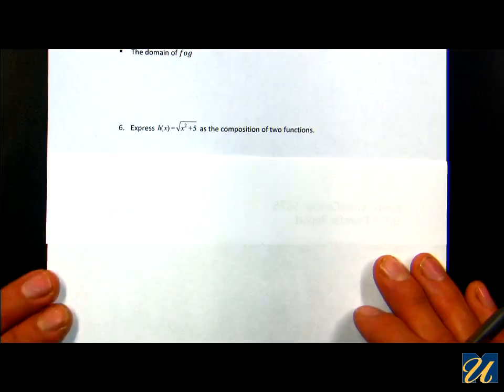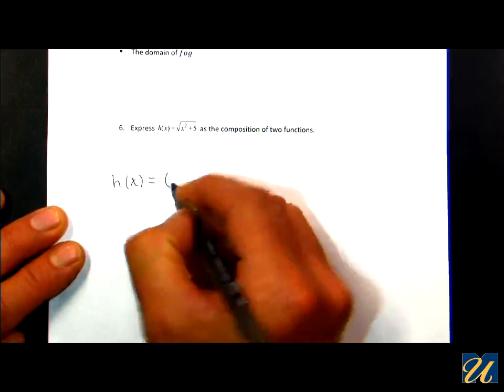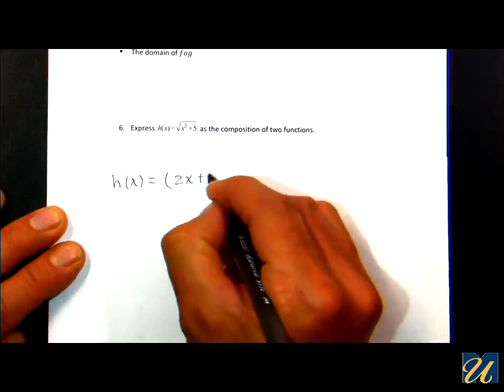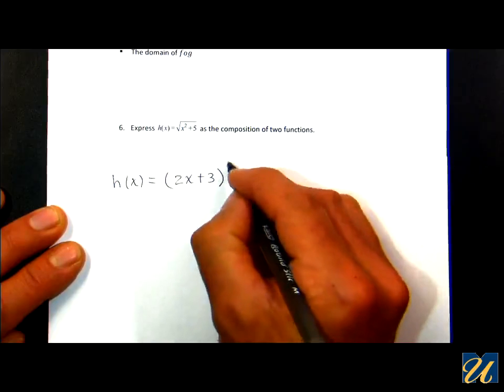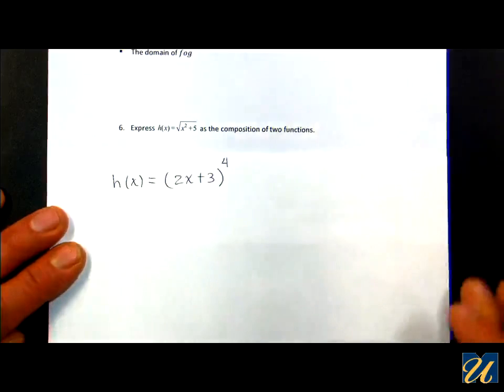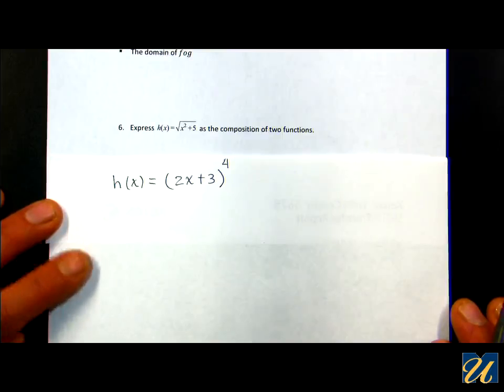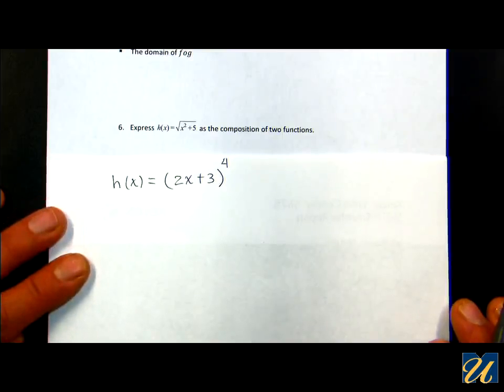Okay, this is the one that we did on the PowerPoint slide. This is pulling apart the function h, which is x squared plus 5, as a composition of two functions. So let's make a change. Let's say h of x is the function 2x plus 3 to the 4th power. That function, there's actually two there that make up the function h.